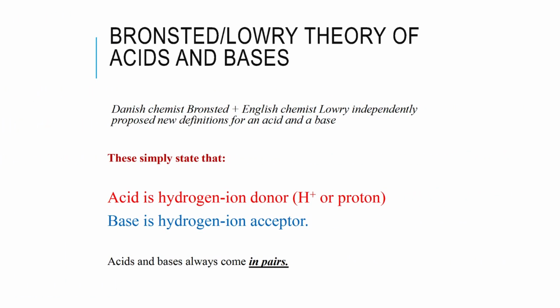Moving forward, let's understand the Bronsted-Lowry theory itself. This theory was independently proposed by Danish chemist Bronsted and English chemist Lowry, who introduced new definitions for an acid and a base. These definitions simply state that an acid is a hydrogen ion donor, that's an H+ or proton, and a base is a hydrogen ion acceptor. A key point to remember is that acids and bases always come in pairs.